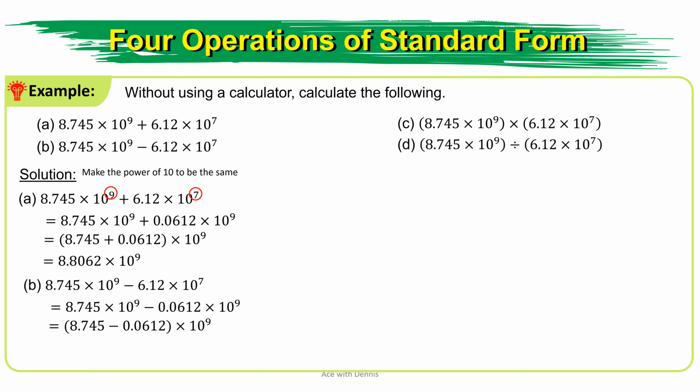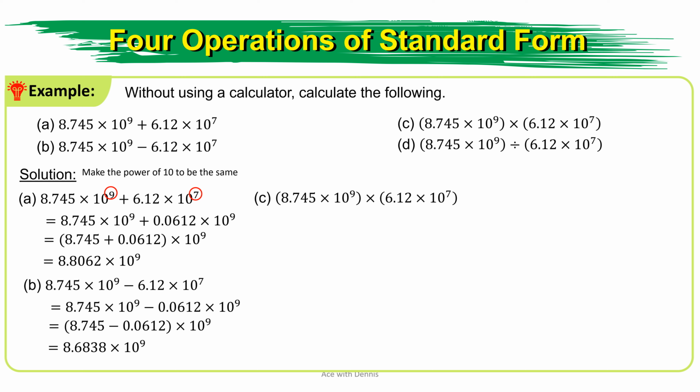And similarly, we can factorize the 10 to the power of 9 outside the bracket, and inside the bracket we get 8.745 minus 0.0612, and the answer is 8.6838 times 10 to the power of 9.